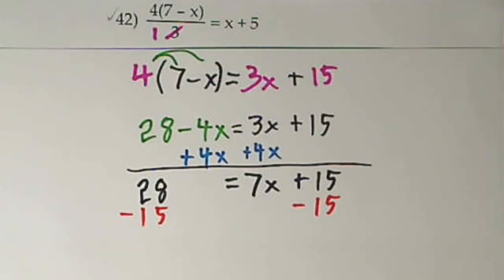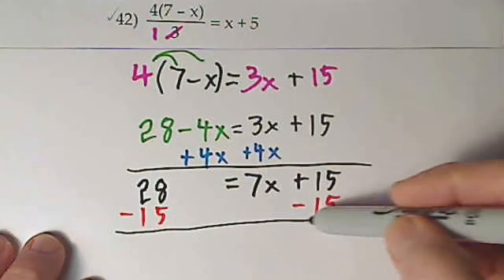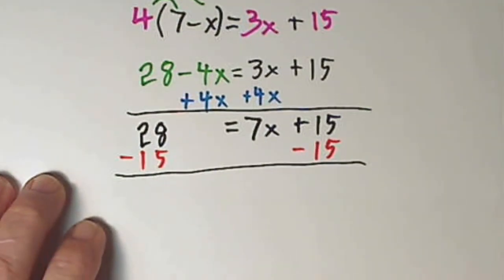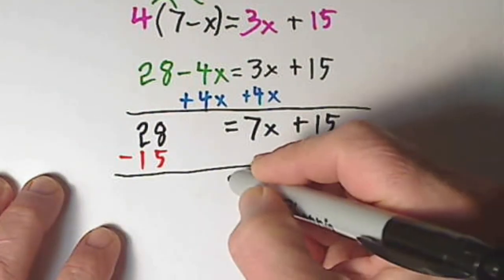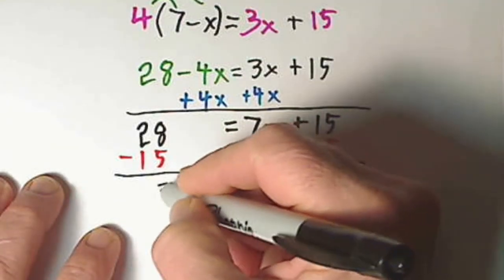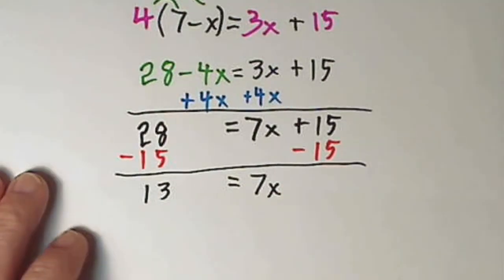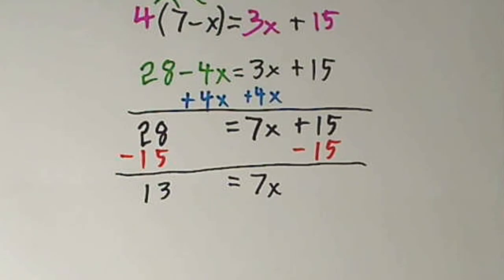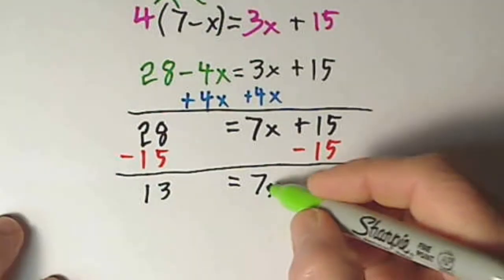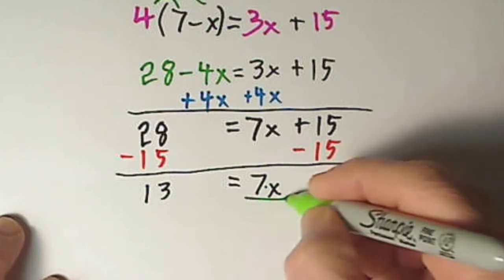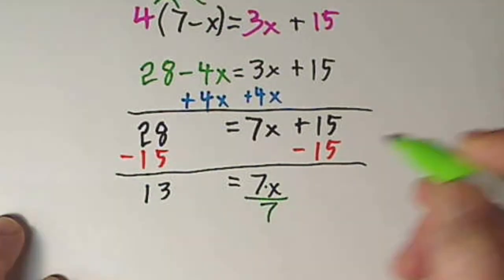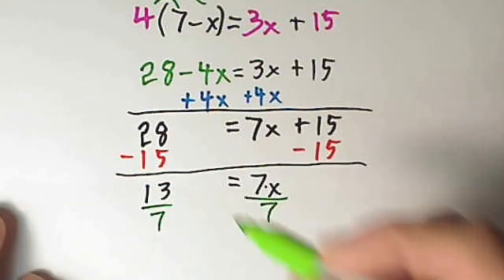and then just draw a line, bring everything down. That's a 0. I don't have to write it. 7x, and this is 13. And one more step to get x by itself. You got to get rid of this 7. It's held there by multiplication. So the opposite operation is division. Must do the same on each side.